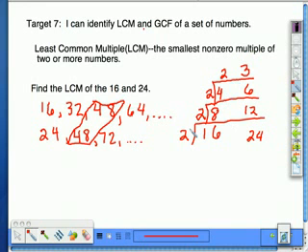So to find my LCM, I'm going to start out here, and I'm going to multiply all of these numbers on the outside. So 2 times 2 is 4, times 2 is 8, times 2 is 16, 16 times 3 is 48. So we can get our least common multiple that way also.